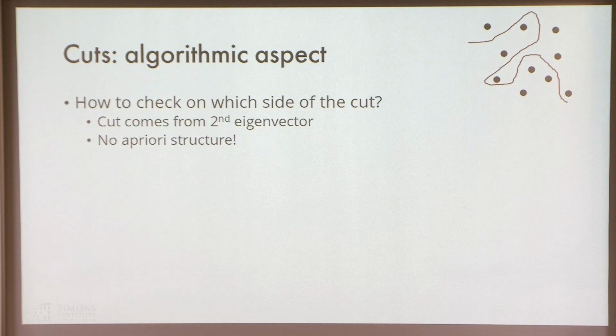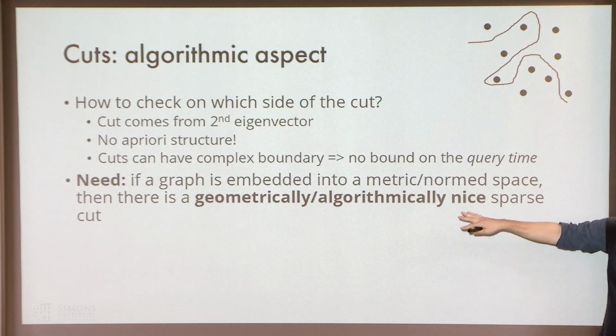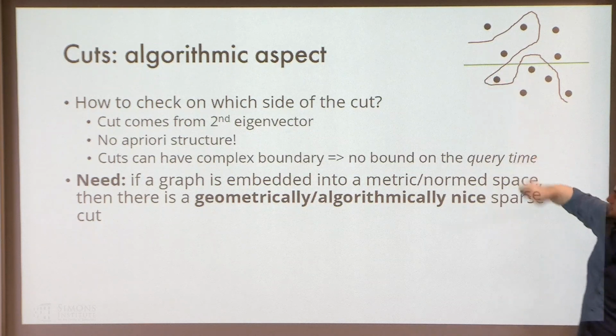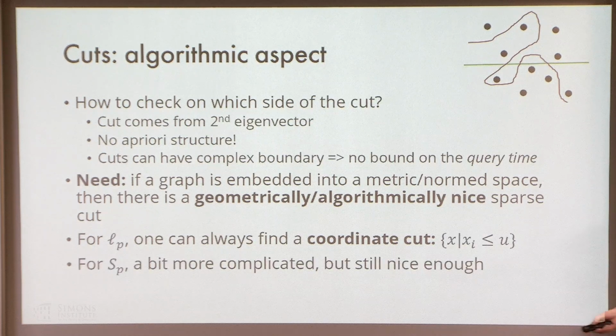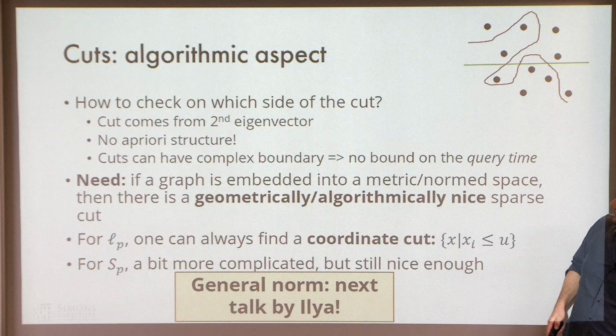Okay. So the cuts can have very complex boundary, and there is no clear algorithmic tool to compute on which side of the cut you are. So what we really need is that if a graph is embedded into a metric or norm space and has small xi, then there is actually a geometrically, algorithmically nice sparse cut. An example of a nice sparse cut is something that looks like this. In particular, it's a coordinate cut. Okay, and for LP, one can always find a coordinate cut, in fact, that obtains this xi upper bounded by order p. Same for Schatten p. So this is something that Ilya will mention a little bit in the next talk, and I'll conclude here.